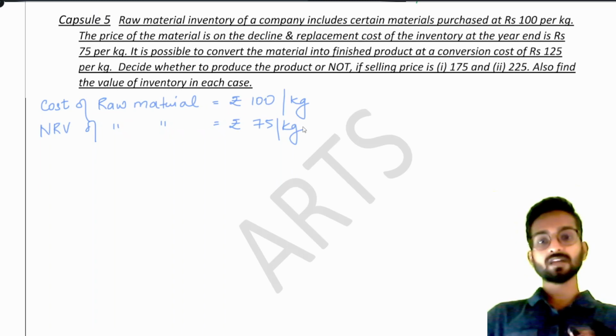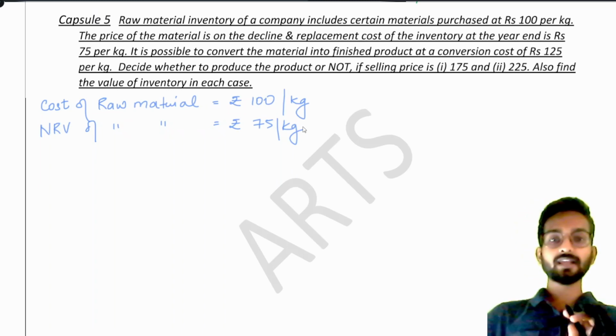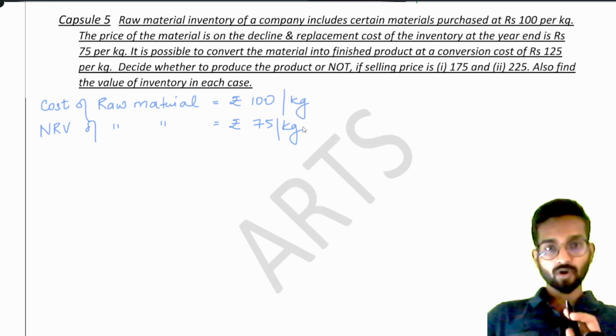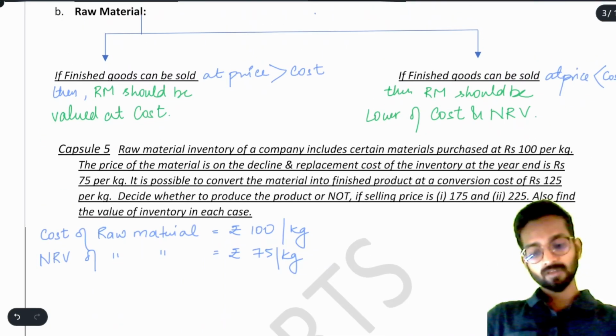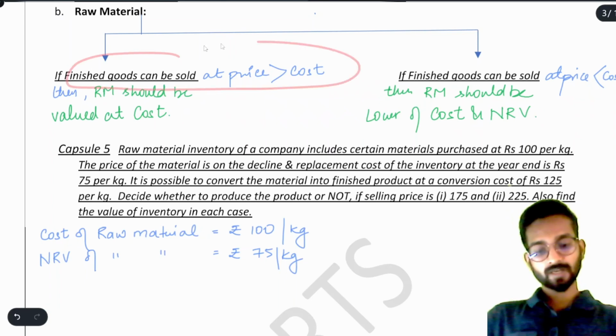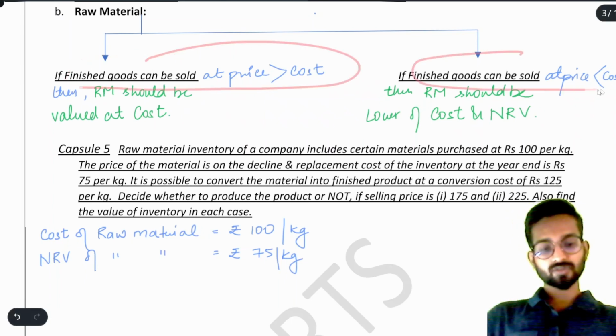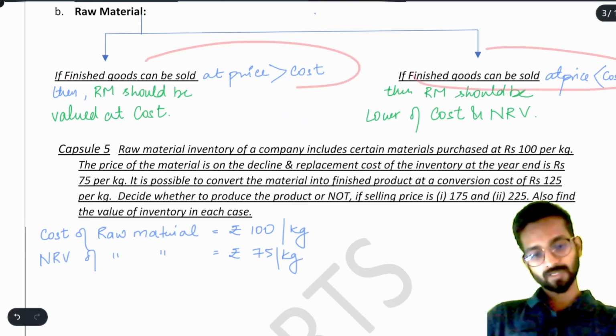Now if I ask you at what price we have to value, as soon as I ask, the student will say, sir, lower of cost and NRV, and it will be wrong. Why? Because we have to check 2 conditions whenever we are valuing raw material. What are those 2 conditions we have just read? Read the condition about finished goods, if it can be sold at a price higher than cost, or if finished goods can be sold at a price less than cost.